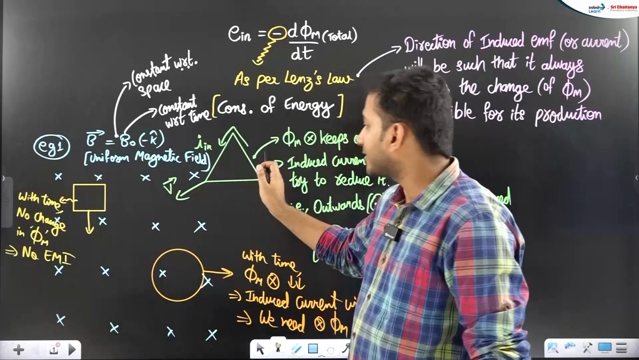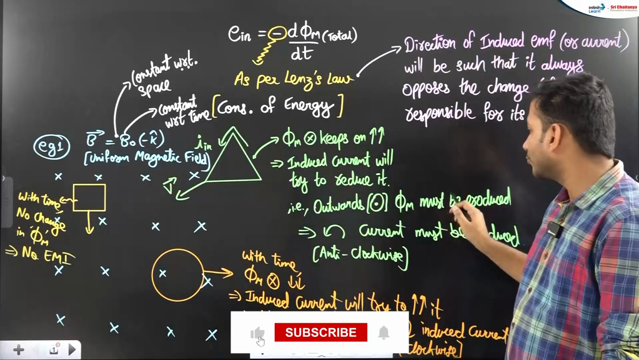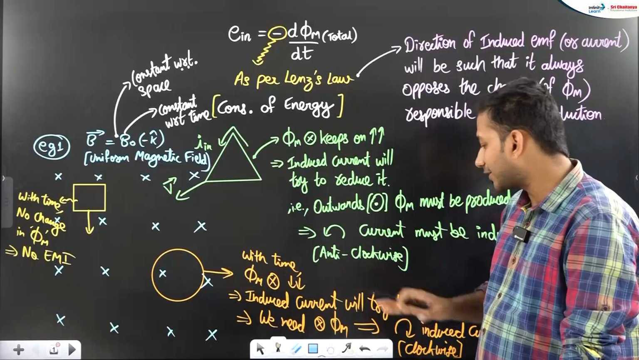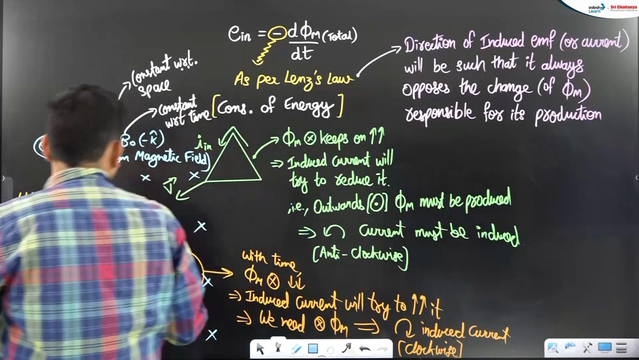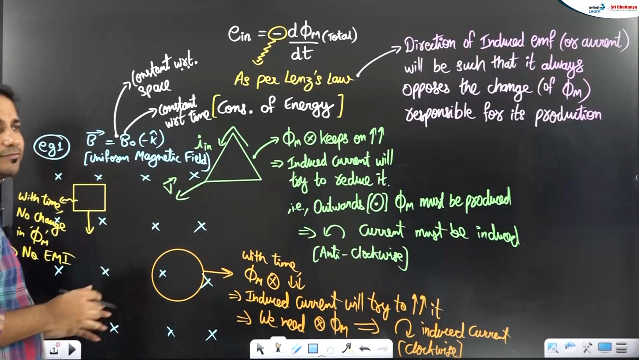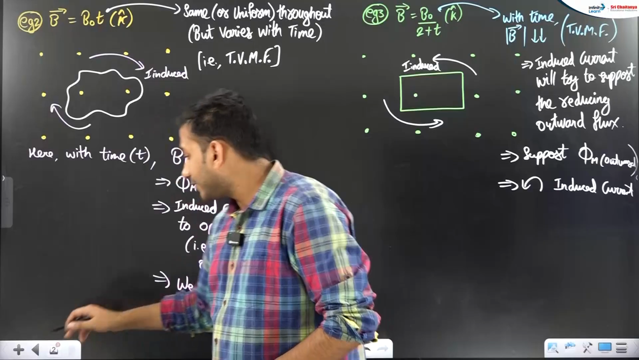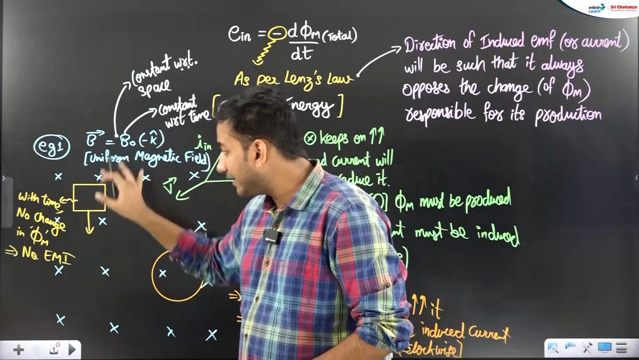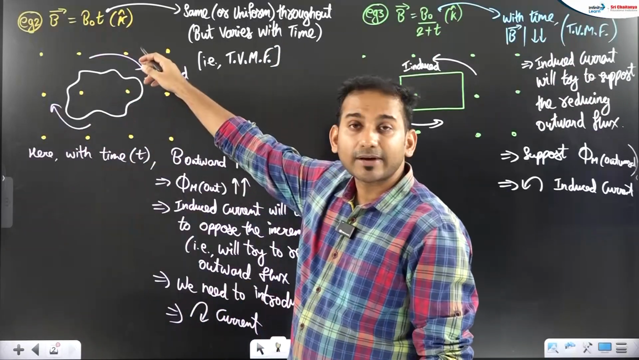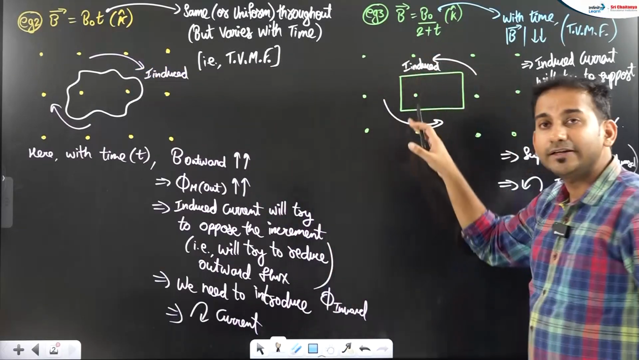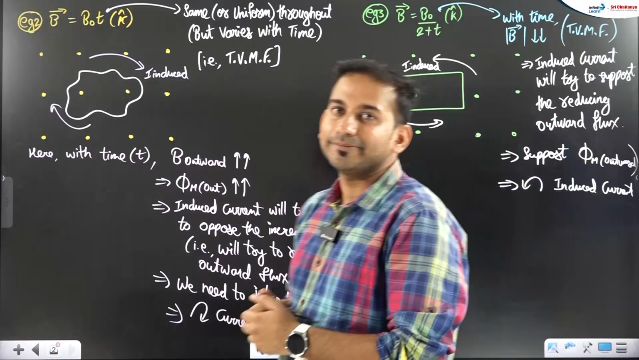If the magnetic flux keeps on increasing with time, the current will try to reduce it. If the magnetic flux keeps on reducing with time, the current will try to support it. If the magnetic flux doesn't change at all, the current will not even be induced. Similarly, this was happening when the field was not varying. This time the magnetic field strength keeps on increasing with time. This time the magnetic field strength keeps on decreasing with time.